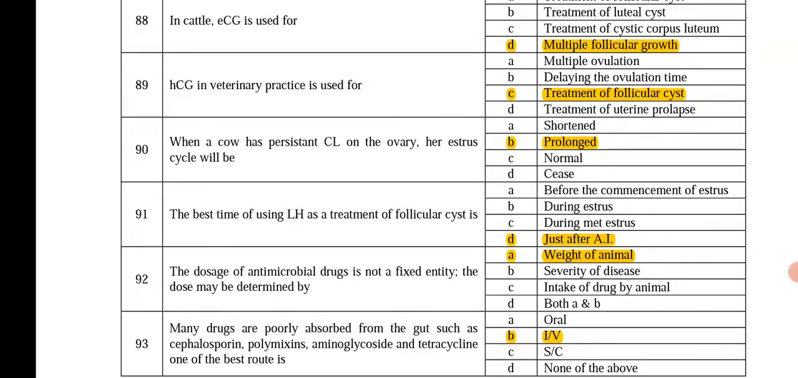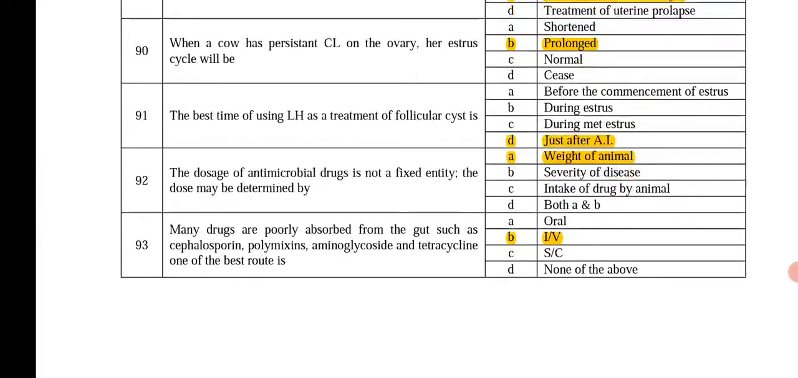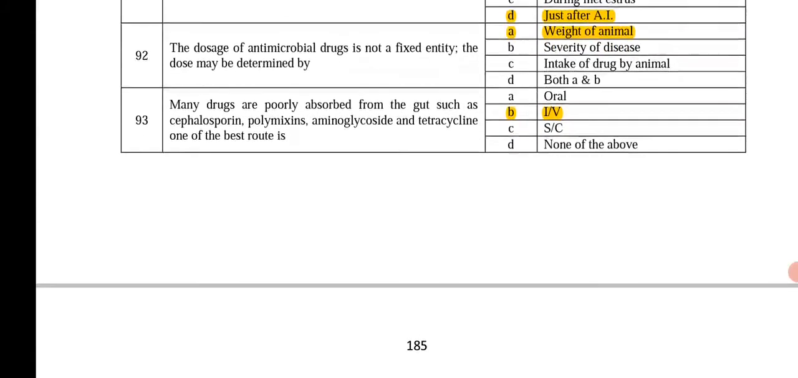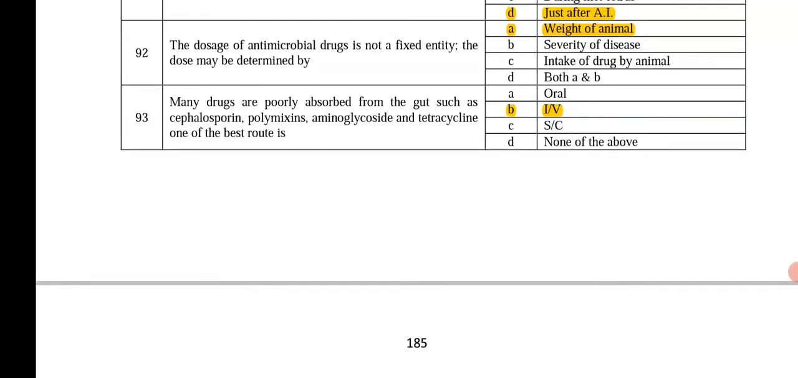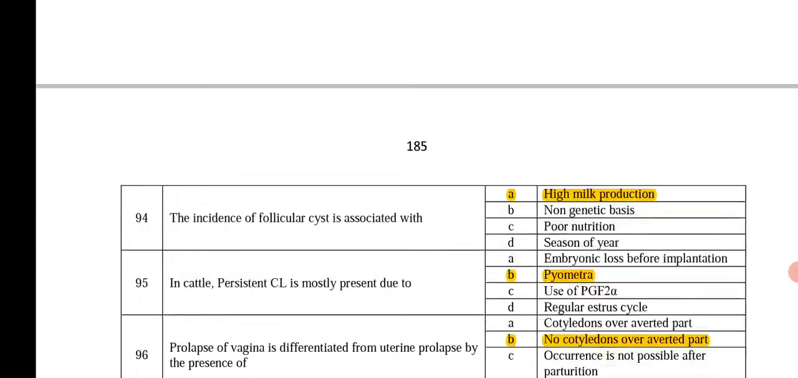The dose of antimicrobial drug is not a fixed entity. The dose may be determined by weight of animal. Many drugs are poorly absorbed from the gut, such as cephalosporin, polymyxin, aminoglycosides, and tetracycline. One of the best routes is intravenous.